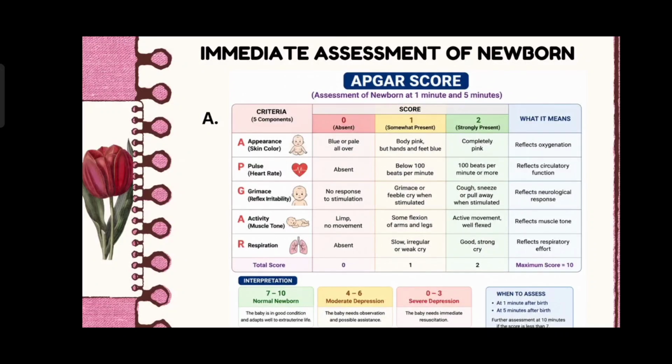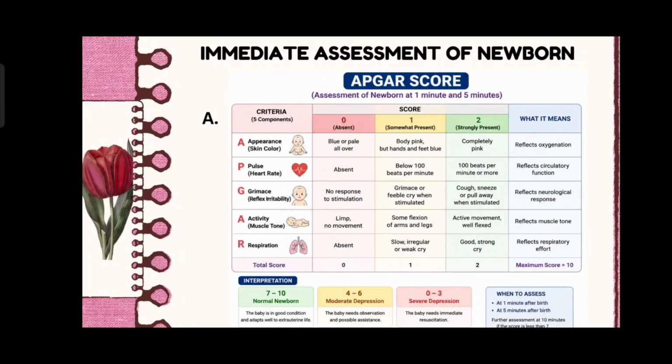So the first one is immediate assessment of newborn. Under the immediate assessment of newborn, the first one is the Apgar score. Apgar score means we are assessing the newborn at 1 minute and at 5 minutes after the birth. The criteria under the Apgar score are: A means appearance, which refers to the skin color, and according to the skin color we are determining the oxygenation level in the newborn baby.